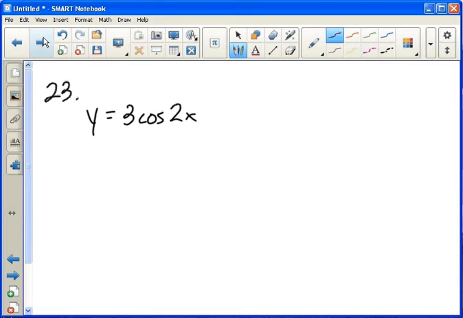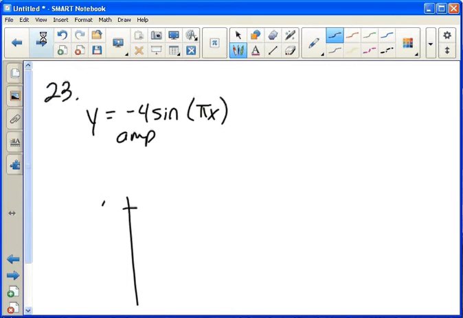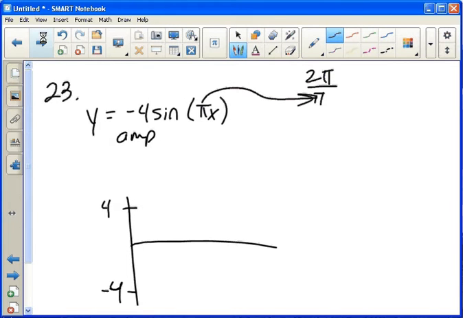This should be negative 4 sine of pi x. So that's our amplitude, 4. So I know I can go up to 4 or down to negative 4. My period is going to be 2 pi over pi, because I have to take this number and put it under 2 pi. So that means my period is 2. Now sine starts at the origin, but since I have negative sine, instead of usually going up like I normally would, I have to go down, up, down. So then a quarter of 2, or if you divide 2 by 4, you get 1/2, so you go up by 1/2 each time. And that would be your graph.